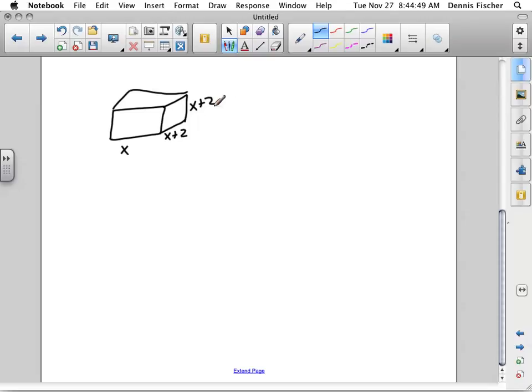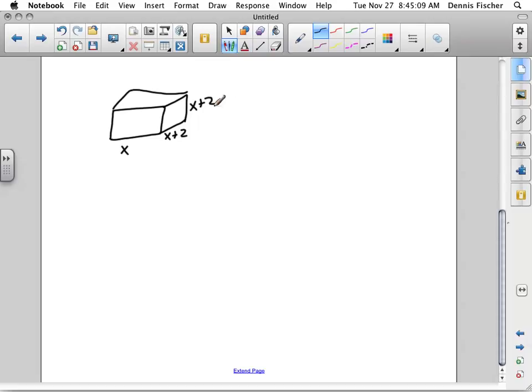Length times width, like times 6 if it was a cube. Yeah, length times width times 6 if it was a cube, correct. But it's not a cube, so what you're going to have to do is think about the 6 sides. Well, actually, these sides here, and the back and the bottom are all the same, right?